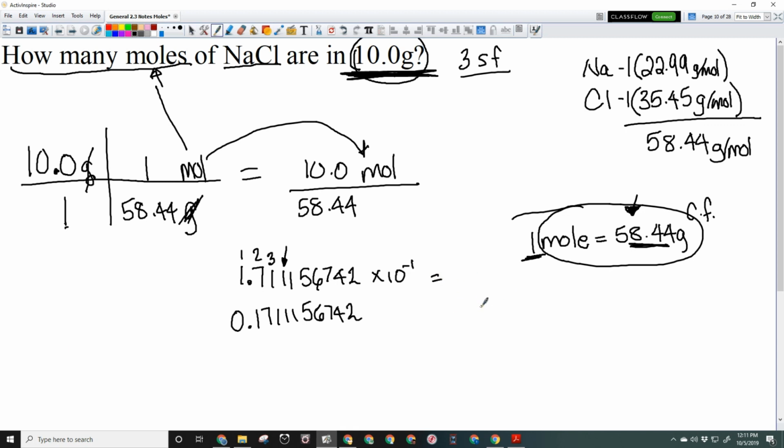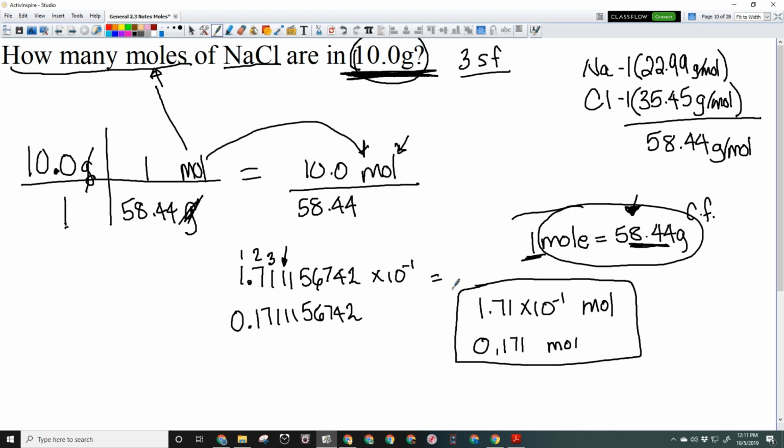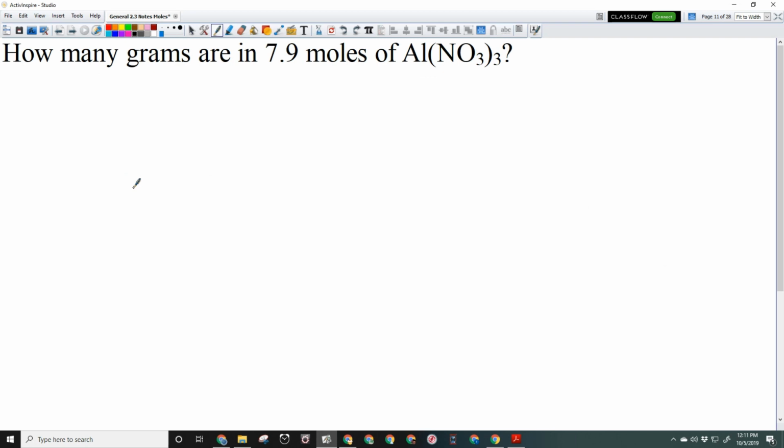So if you're going to write this in scientific notation, it would be 1.71 times 10 to the negative 1. Mole is our unit that we have left. Or if you're not writing it in scientific notation, it's going to be 0.171 moles. That's the answer. Okay, so how many moles of sodium chloride are in 10 grams? The answer is 0.171 moles. Okay, so pretty simple. So let's try another one.